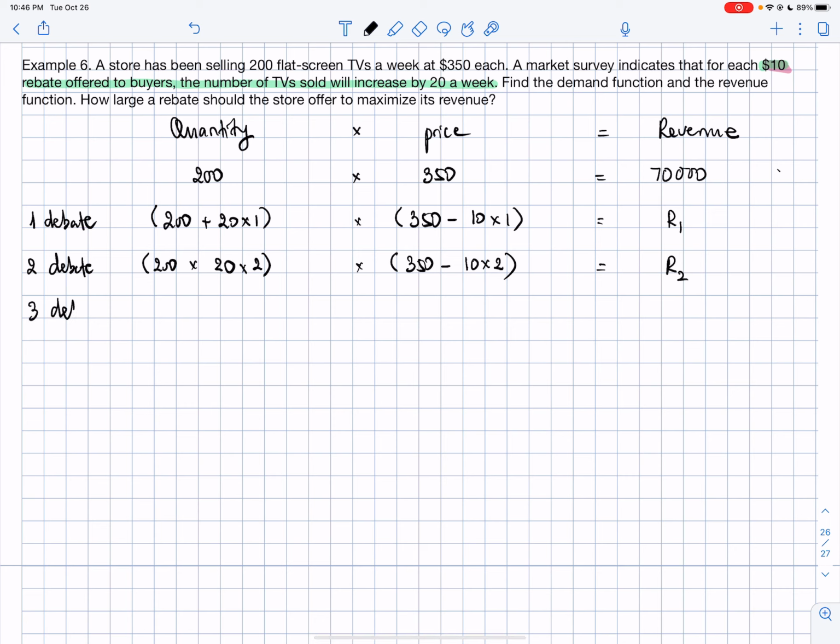Similarly, you do the same thing for 3 rebates. So follow the same process. So you will get this.